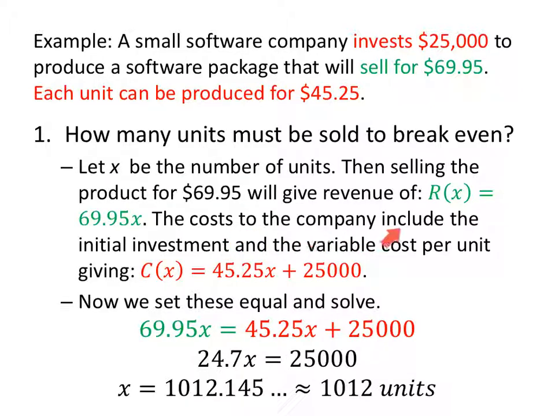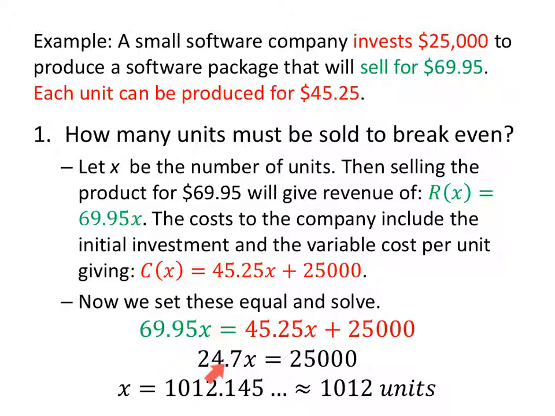The costs to the company include the initial investment and the variable cost per unit. So the amount it costs for each one made. So C of x is 45.25x plus 25,000. Break even is when revenue equals cost. Subtract 45.25x from both sides, I'll get 24.7x equals 25,000. When I divide both sides by 24.7, I'm going to get x equals 1012.145. And we're just going to go straight rounding on this. 1,012 units will be super close to breaking even. We're still at a little bit of a loss, but a negligible loss.